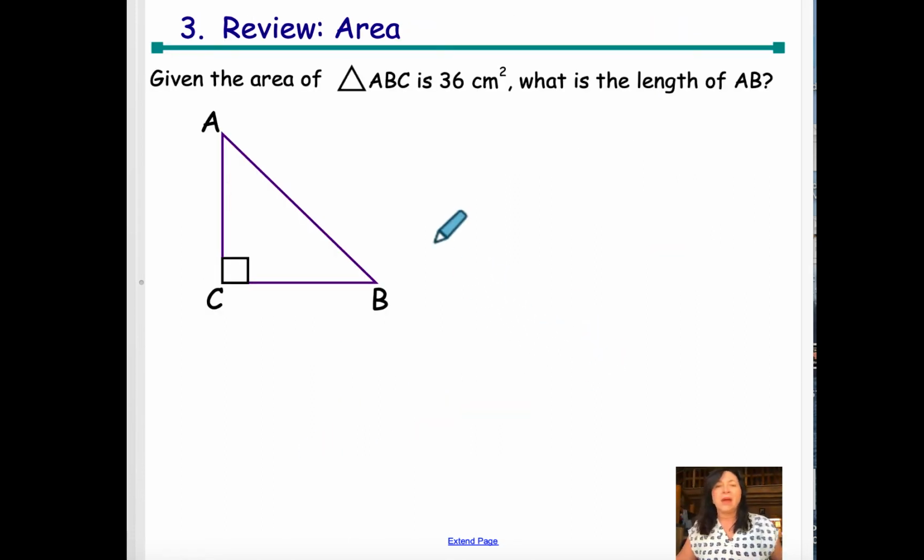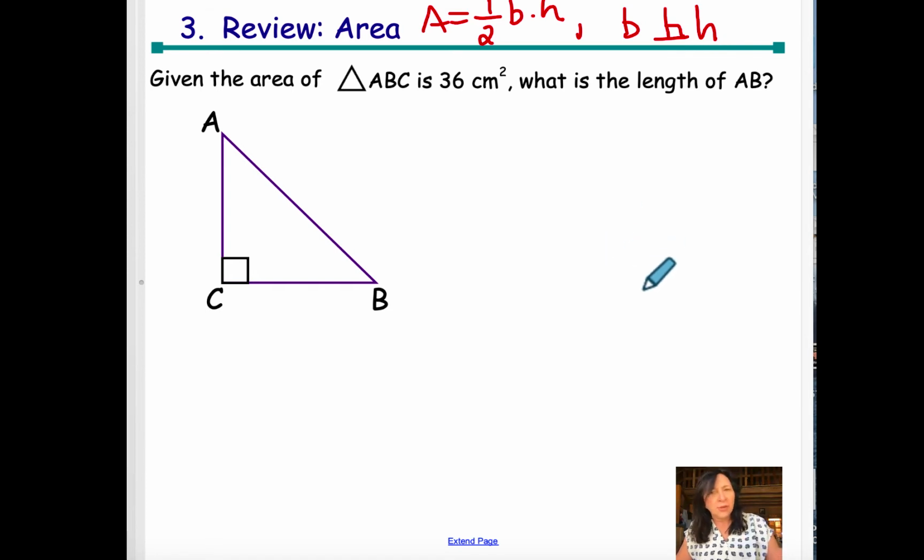Moving on. Review for area. Area is 1/2 base times height. That's the area formula. Because there's a stipulation, the base is perpendicular to the height. If your base is not perpendicular to your height, you cannot find the area. So we have my base is here, my height is here. All right. Because now see how they're perpendicular?